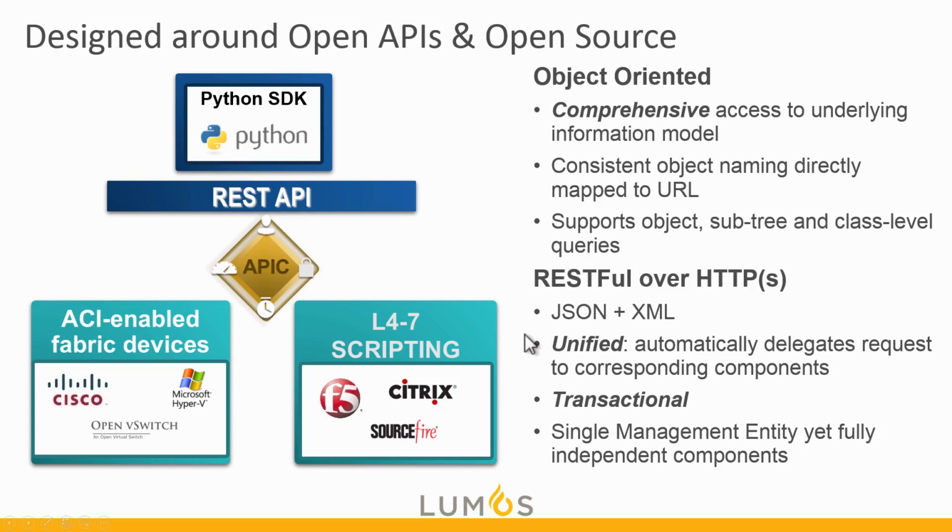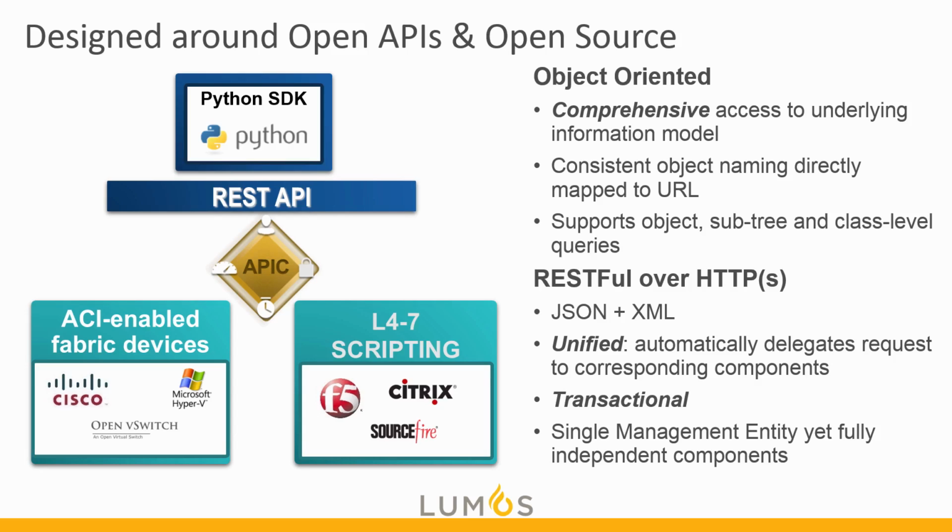The APIC controllers automatically delegate requests to the corresponding components, so it is unified in that manner. It is transactional in that manner from RESTful APIs, so we can do individual transaction by transaction. It is a single managed entity, meaning we make one call to one APIC. If it's down, we make a call to the next APIC, but we only need to make one call to one APIC to program the entire ACI fabric, whether we have 200 leafs or 2 leafs. Okay, but they are fully independent components.